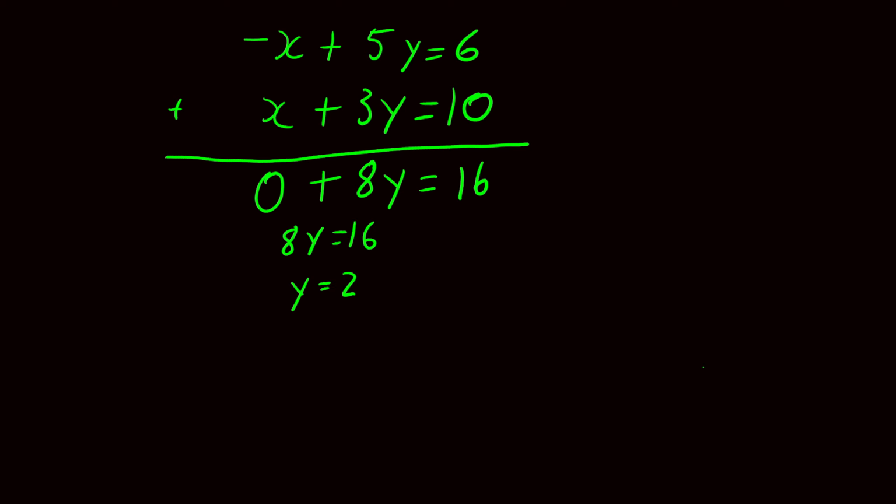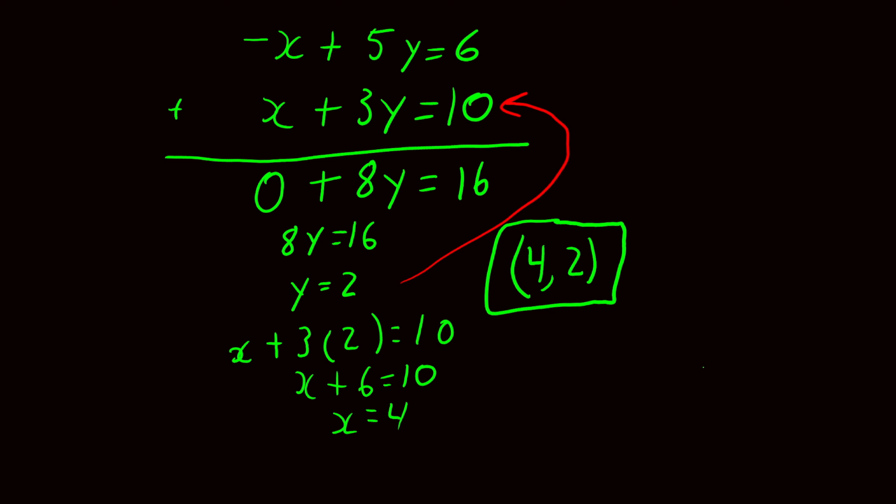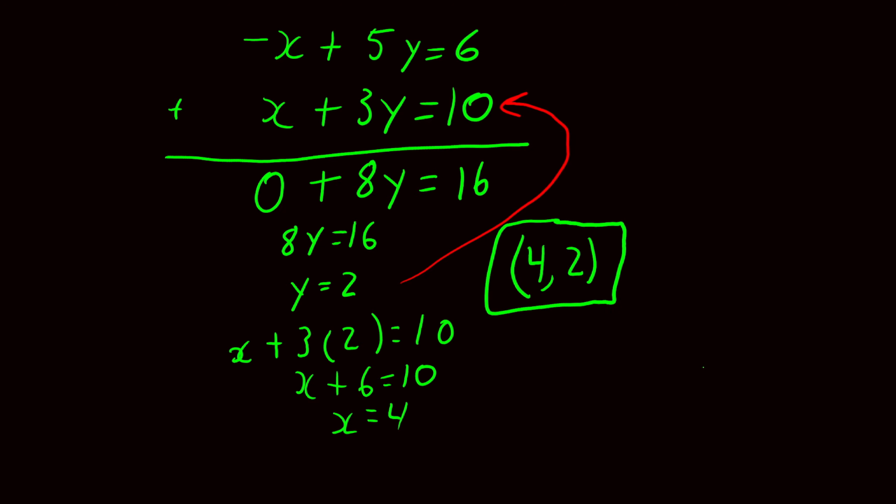y equals 2. Now, just to prove to you guys that we can plug it into whatever equation we want, I'll plug it into the bottom one this time. So I'll do x plus 3 times 2 equals 10. x plus 6 equals 10. x equals 4. So again, make sure you write your answer down like this: 4, 2. I'll pop up the Desmos graph right now. As you can see, that's the answer. And this is all there is to it.